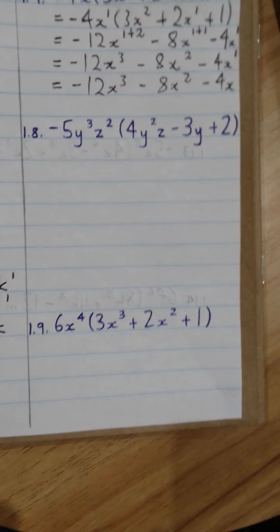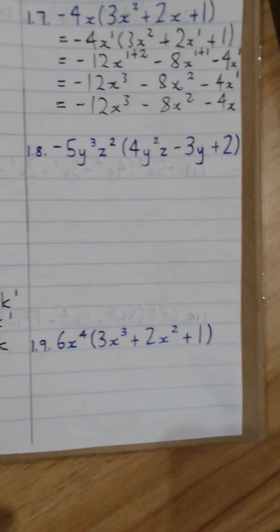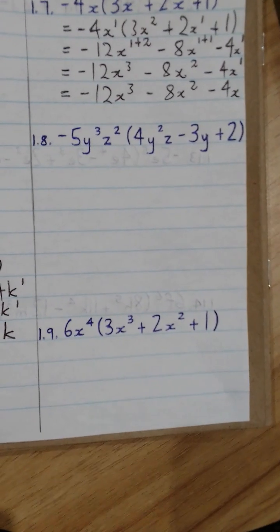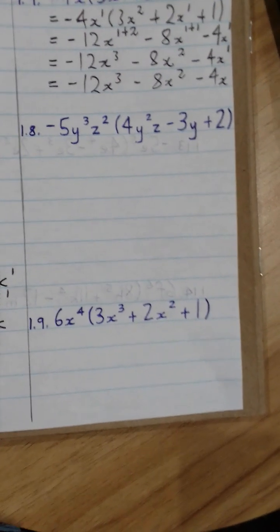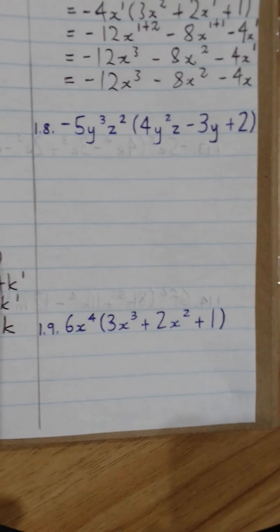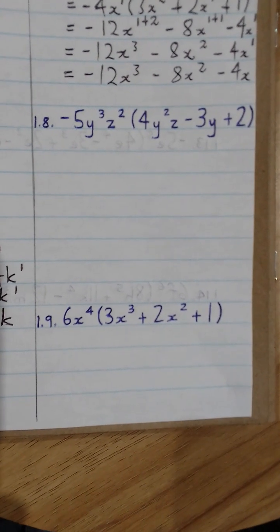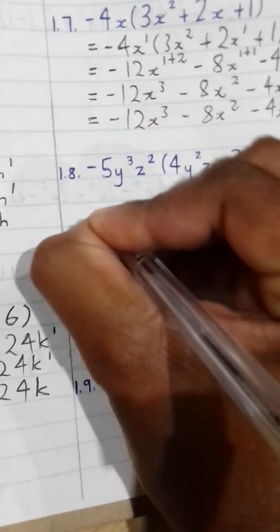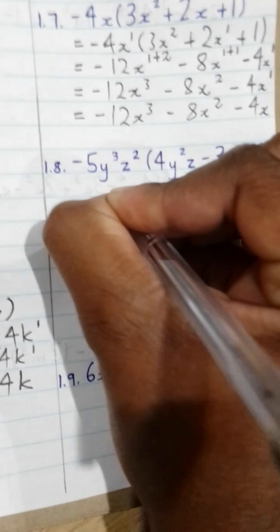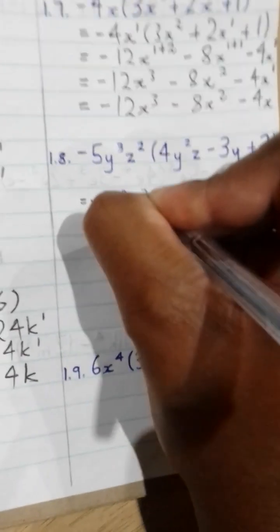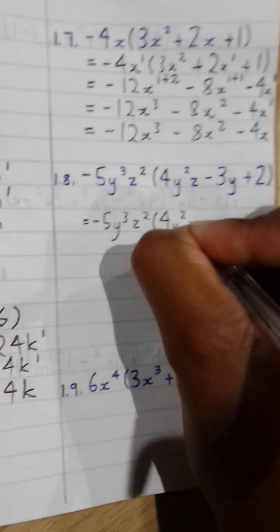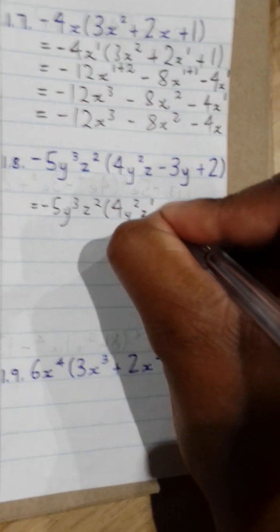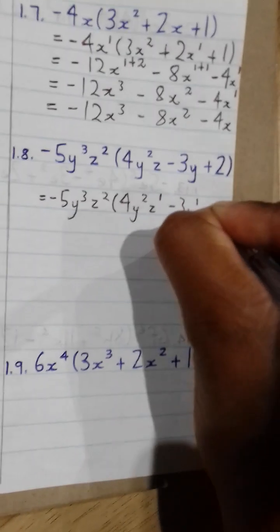1.8, negative 5y to the power of 3, z to the power of 2, open bracket, 4y to the power of 2z minus 3y plus 2, close bracket. So we give everything an exponent. So it's negative 5y to the power of 3, z to the power of 2, 4y to the power of 2, z to the power of 1, minus 3y to the power of 1 plus 2.